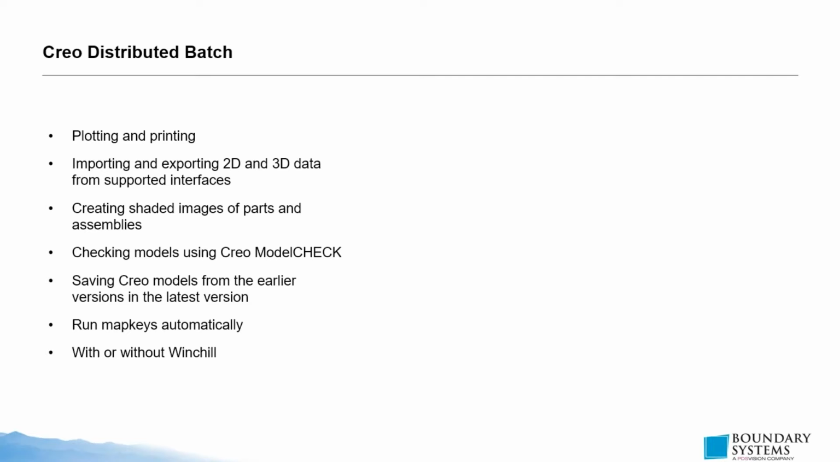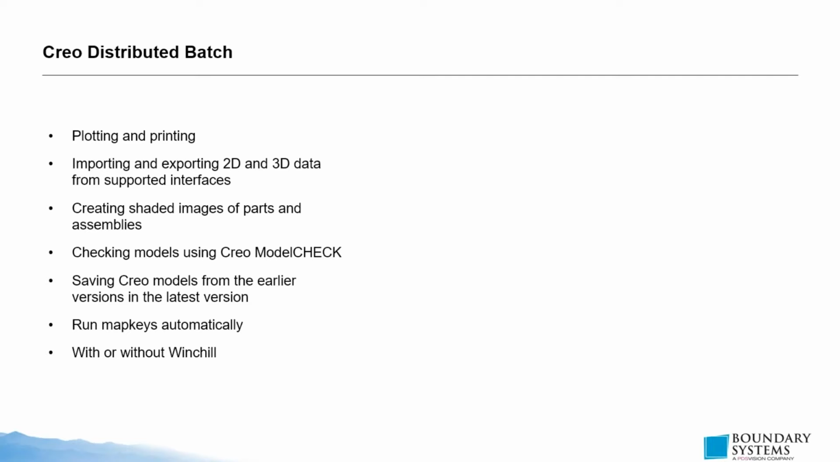So those are the main two benefits, I would say, to distributed batch. Number one, being able to automate your processes across a bunch of files at once. And number two, being able to enlist other computers in your network to help you with that and make it go faster.